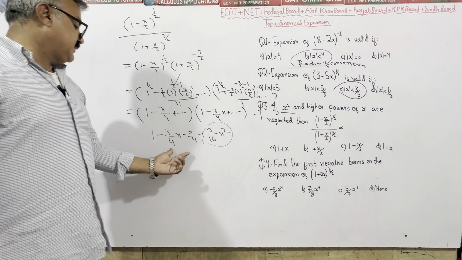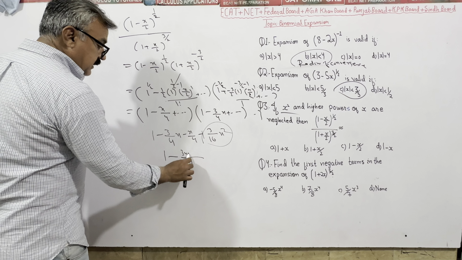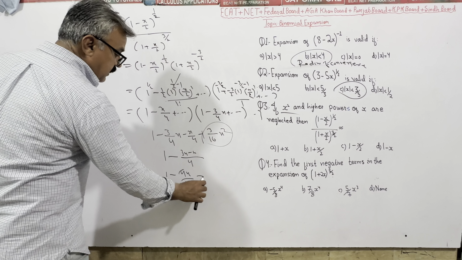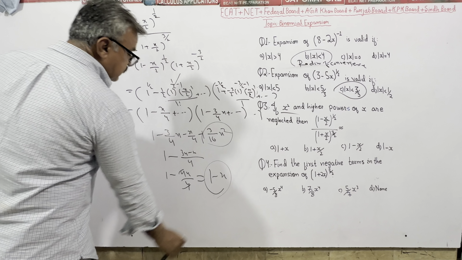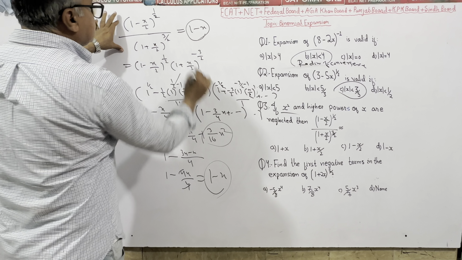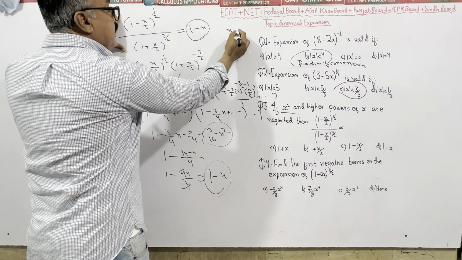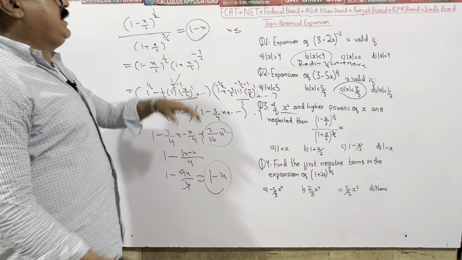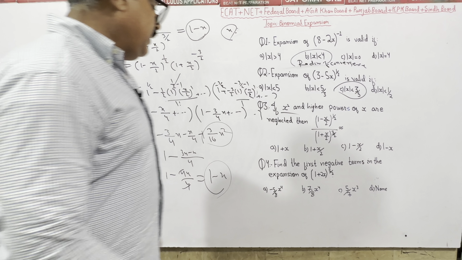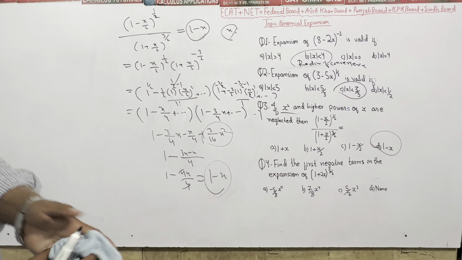We have to omit this term, just calculate this. 1 minus, 4 is the LCM, 3x minus x, minus 3x minus x, it will become minus 4x. The 4 cancels out, so we have 1 minus x. So it is tantamount to 1 minus x if we neglect x square and higher powers. Why? Because x is a small quantity, very small, almost negligible. So in that case, option D is our answer.